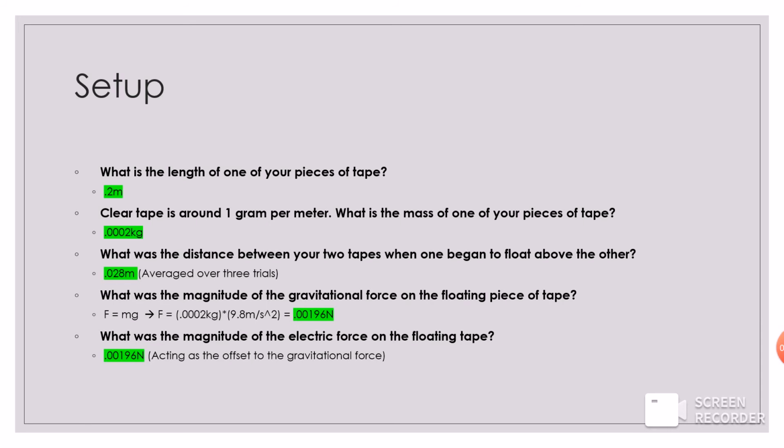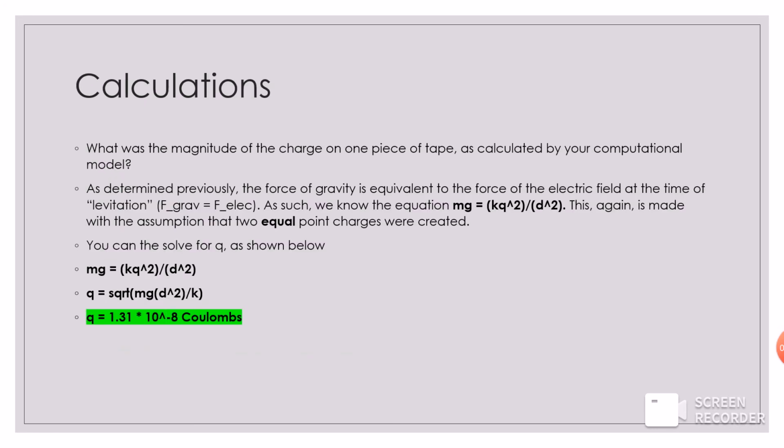Now we can calculate the magnitude of gravitational force acting on the floating piece of tape, and it comes by using the formula F equals mg, and it comes out to about 0.00196 newtons. Now, since this piece of tape is floating, we automatically understand that the magnitude of the electric force acting on the floating tape is equal to the magnitude of the gravitational force, since it's remaining suspended in midair. As such, the magnitude is the same and is also 0.00196 newtons.